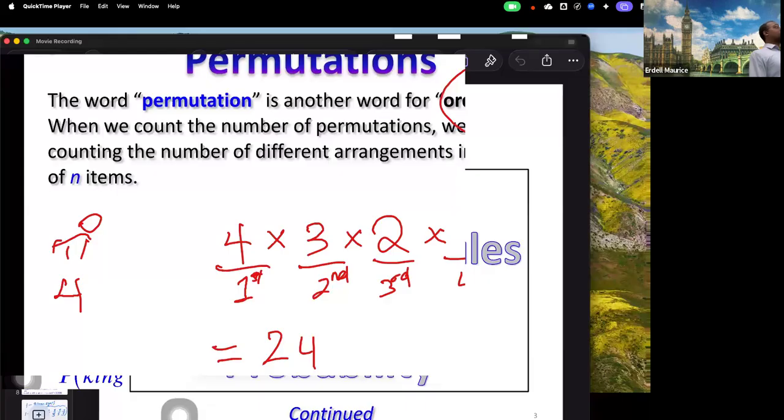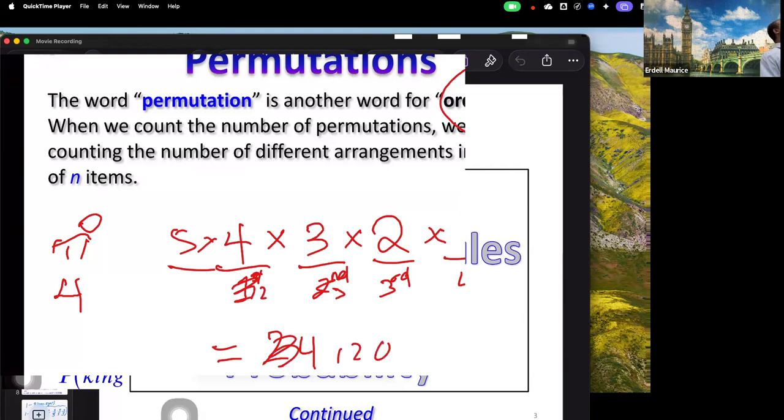Questions there? What happens if I had 5 horses? What would happen if I had 5 horses? This would become second place, yes? And have a 5 in front. And then the answer would be 5 times 4 times 3 times 2 times 1. Yes? That's 24 times 5? 120.